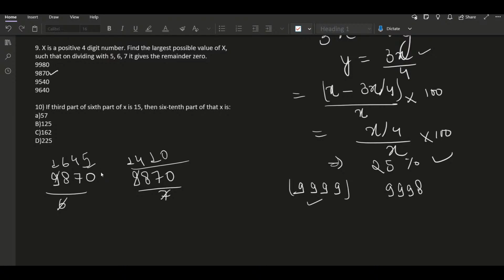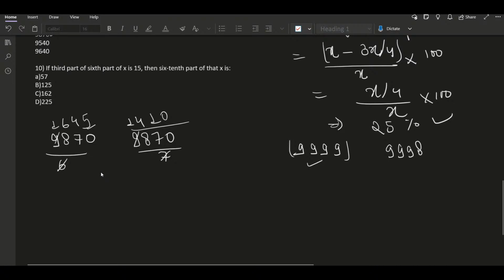It is a kind of hit and trial method. And then the last question is, if the third part of the sixth part of x is 15, then the 6 by 10th part of x is. So here we are given a certain part of a number, and we have to find the value x here, and then we have to find the 6 by 10 of that particular value x.